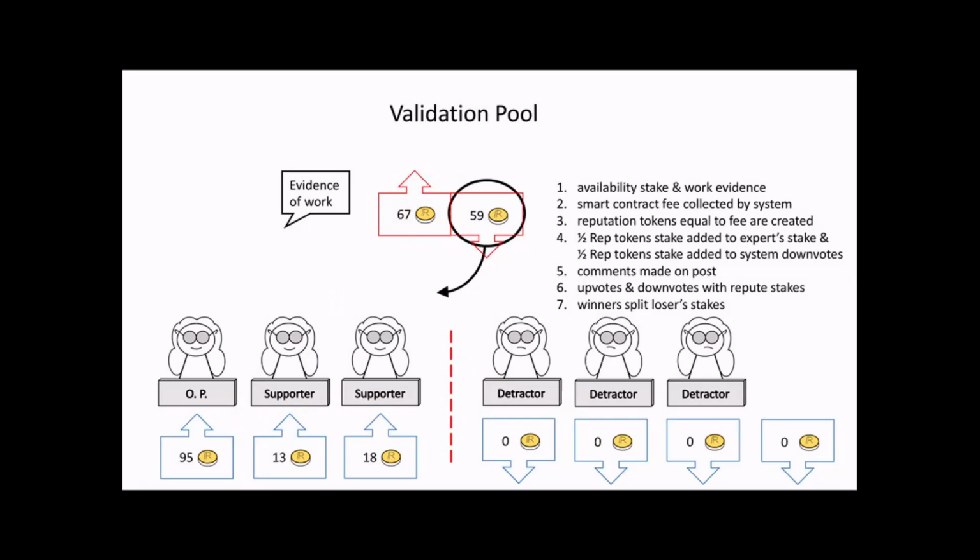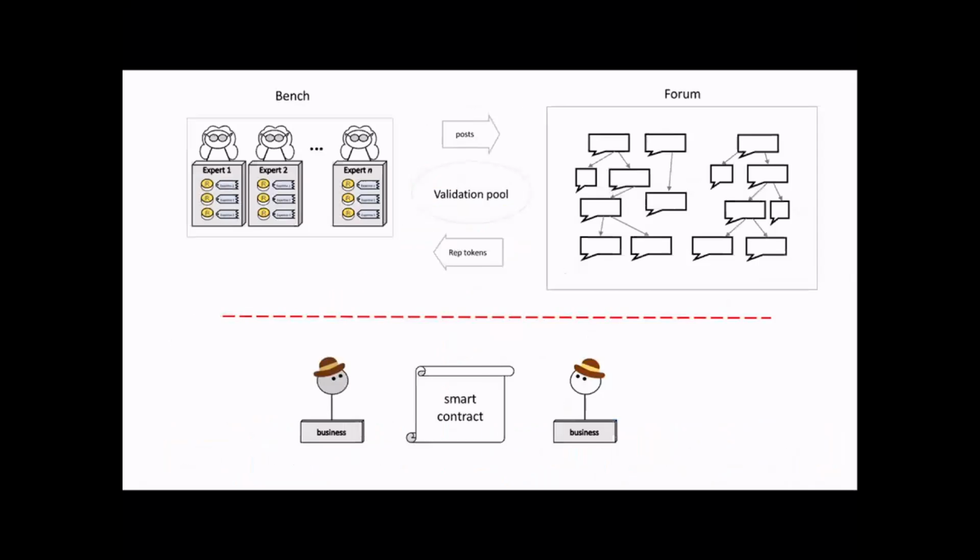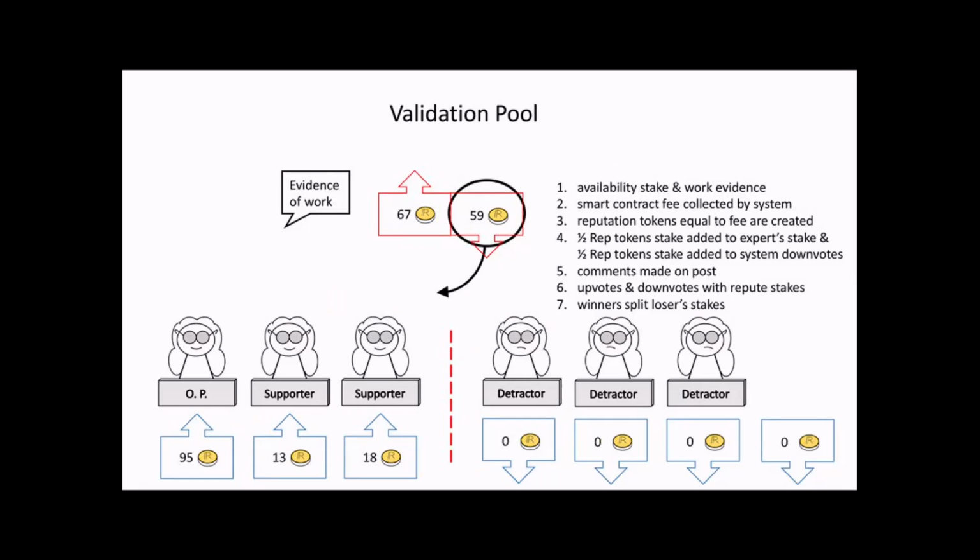Now, all the detractors lost all the tokens that they staked on it, and the supporters and the original poster win the money. Professor, sorry, the validation pool here, I'm not sure. Do we need to do it half and half? Maybe it gets more complicated, based upon the DAO we are creating. It cannot always be 50% upwards and 50% downwards like that.